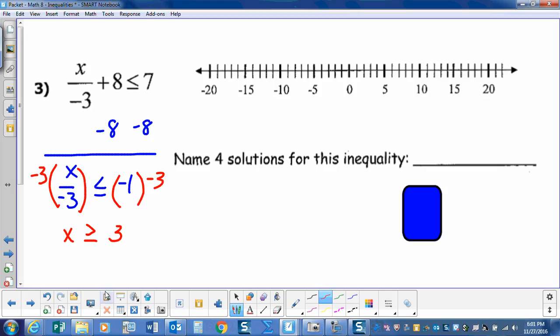And since the x is isolated here on the left side, I can go right to my number line and graph. I'm going to start on the number 3. 1, 2, 3. It's a greater than or equal to, so it's a solid dot going to the right. Now to name 4 solutions, any 4 numbers bigger than 3. So I could even say 3.01. Is that bigger than 3? Yes. How about 7? How about 23? How about 2,148? Any number that's greater than or equal to 3 is a solution of this inequality.